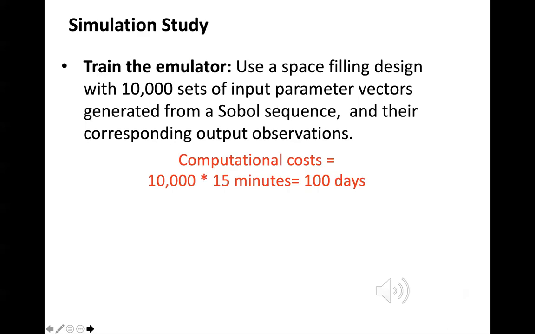Now recall that the computational costs of a single simulation with finite element discretization are in the order of 15 minutes. So the total costs are 10,000 times 15 minutes. That is approximately 100 days. However, this doesn't have to worry us. Firstly, the simulations can be parallelized. And secondly, in a real application, these simulations would be carried out before the patient comes into the clinic. In fact, before our model would ever be used in the clinic. So they are of no concern to the clinical practitioner.